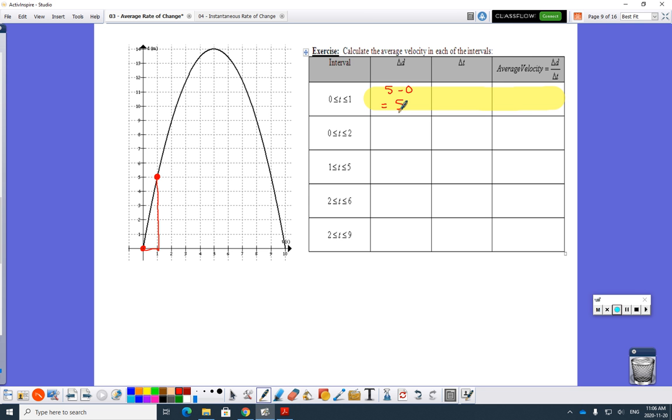To do the delta T, you'd go, okay, started at time 0, went up to time 1, 1 minus 0. And if you think I'm nuts, that's fine. I'm on my way to making the hard example easy by doing it this way. If you're actually doing this on a test with these two easy ones, you just go, it's 5 over 1, I'm done, yeah? So then to find the average velocity, you just take the delta D and divide by the delta T, and I get 5 meters per second.